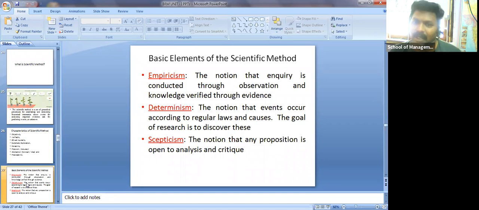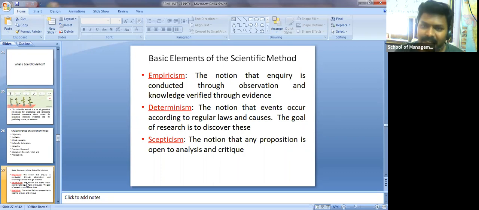And the second element in the scientific method is determinism. So what is determinism? Events occur according to regular laws and causes. The goal of research is to discover this. It is mainly the notion that events occur according to regular laws and causes. Hope you understand determinism. The researcher has to discover the cause behind that. Then skepticism: the notion that any proposition is open to analysis and critique.